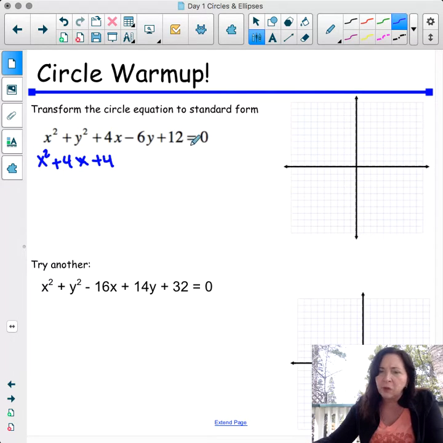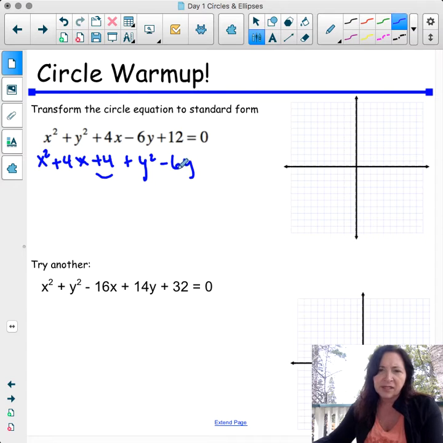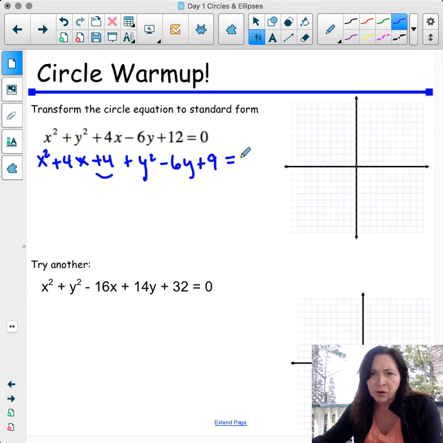Remember, whatever you add to one side, you do have to add to the other. So I need to remember to add 4 to the other side. Now keep going. We have plus y squared minus 6y, because we're grouping our x's and our y's. Take half of 6 is 3. 3 squared is 9. Equals, see this 12? I moved it over to the other side. So minus 12. If I added 4 and added 9, I need to do that here. So add 4 and add 9.